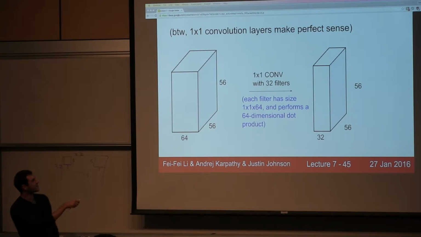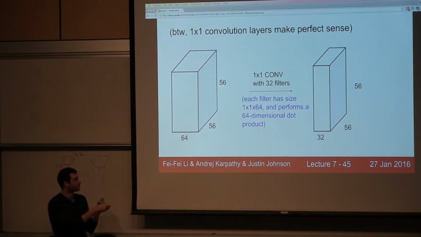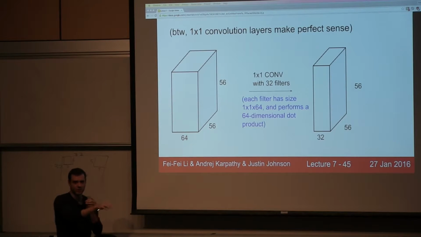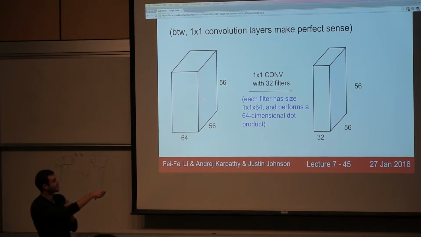And the way to think about it is, suppose you're working with this example. So a 56 by 56 by 64 volume coming in, and doing 1 by 1 conv with 32 filters would give you the same sized output, except 32 in depth now. And each filter is 1 by 1 spatially, but you have to remember that we're doing these dot products through the full depth of the volume. So every filter here would actually be doing a 64-dimensional dot product, because these filters extend through the depth of the input volume.